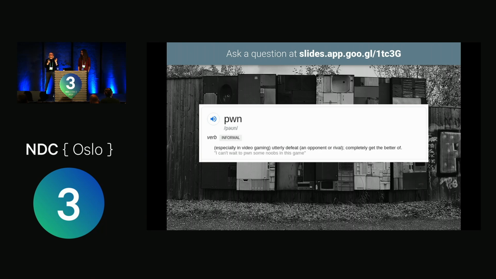Okay. So when I'm going to explain what binary exploitation is, I want to do it by explaining the word pwn, P-W-N. Pwn is what we call binary exploitation in hacking competitions. And according to Oxford Dictionary, it means to utterly defeat or completely get the better of something. In our case, that something is a binary, right? An executable file.